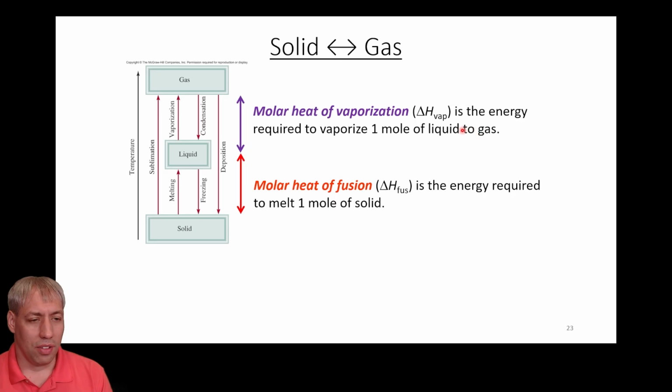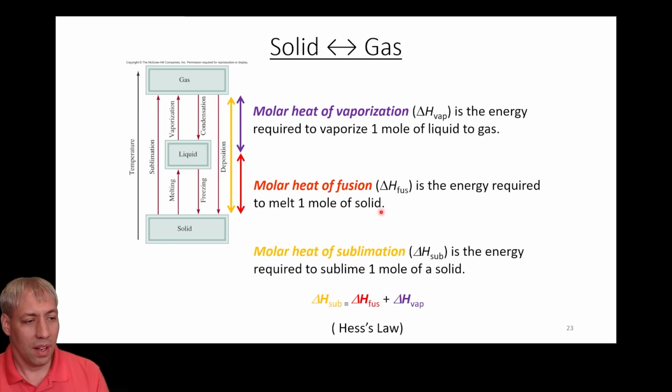And so we had this descriptor, molar heat of vaporization, the energy required to vaporize 1 mole of liquid to gas, and molar heat of fusion, the energy required to melt 1 mole of solid. We can also define a molar heat of sublimation. Basically, how much energy does it take to go from solid to gas? How much energy is released when it goes from gas to solid? And it's basically the sum of these two.